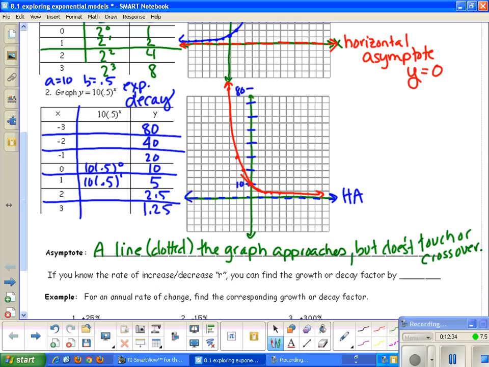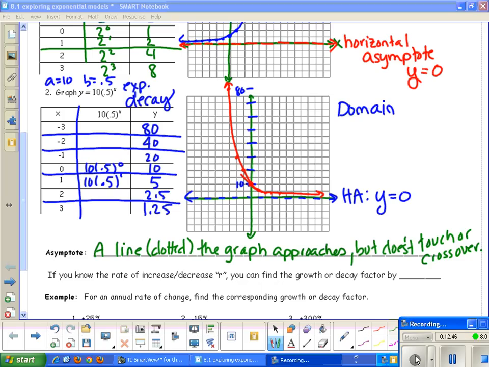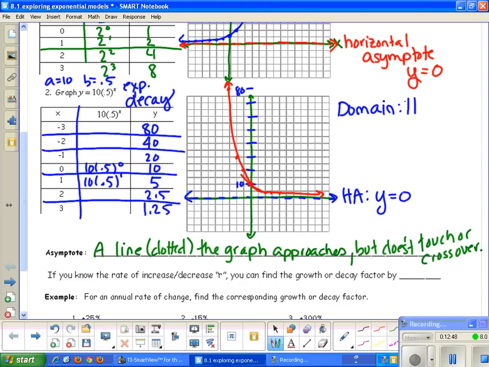So I usually abbreviate horizontal asymptote as HA. So our horizontal asymptote is, again, y equals 0. My domain is still all real numbers because I can plug anything in for x, and my range values are still values of y that are greater than 0.